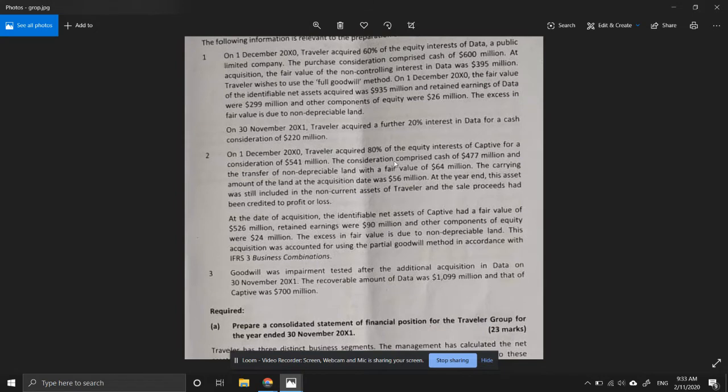Before that, let's see this as well. On 1st December 20x0, Traveler acquired 80% of the equity interest of Captive for a consideration of 541. The consideration comprised cash of 477 and transferable land as well, so 64. So this plus this is our cost, right? The carrying amount of the land was 56 million. At the year end, this asset was still included in non-current assets of Traveler, and the sales proceeds had been credited to SOPL.